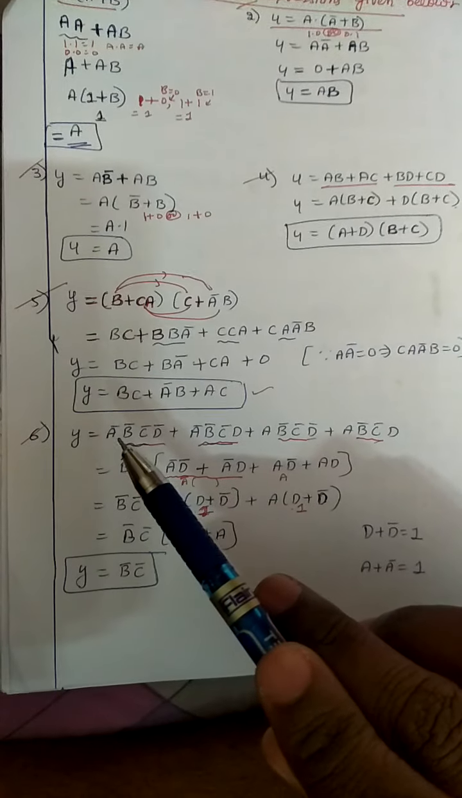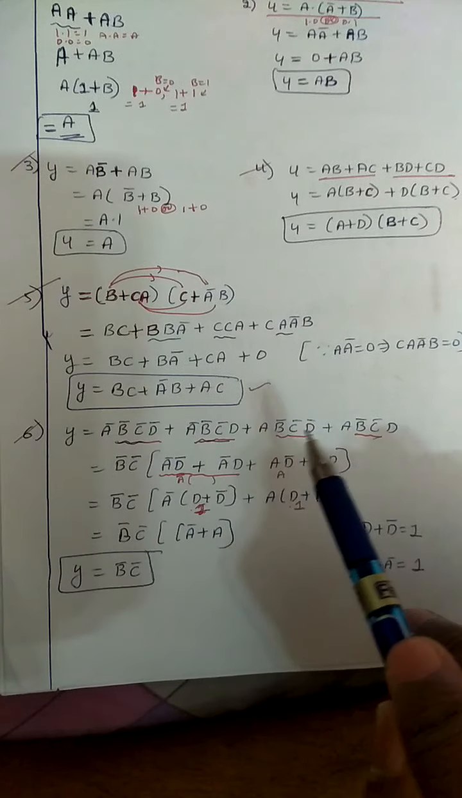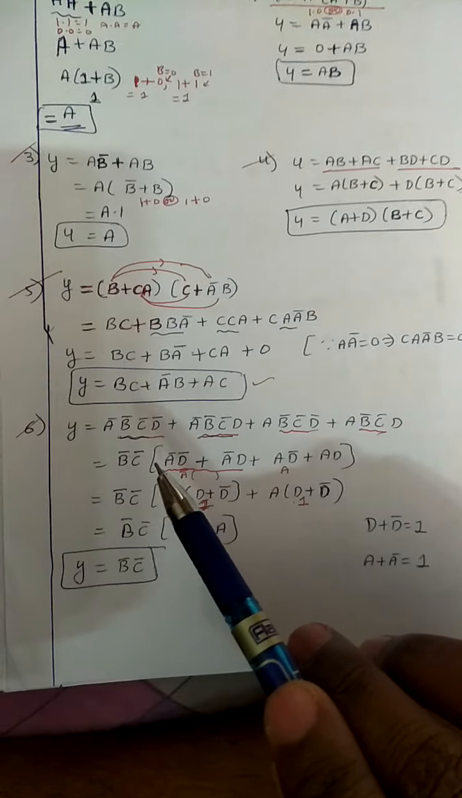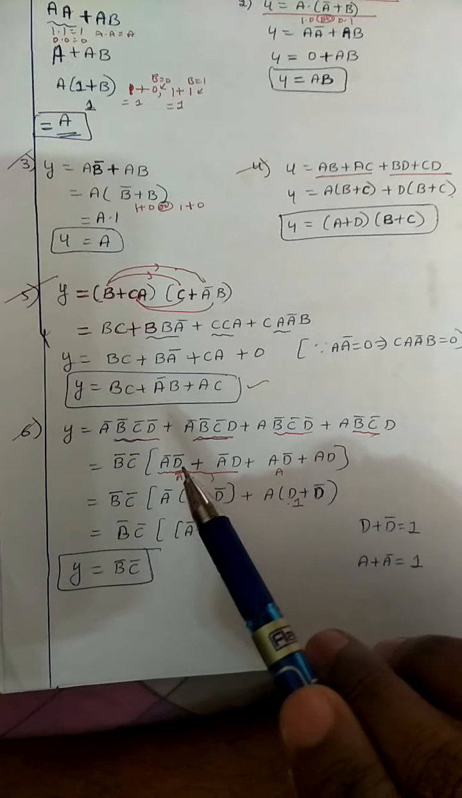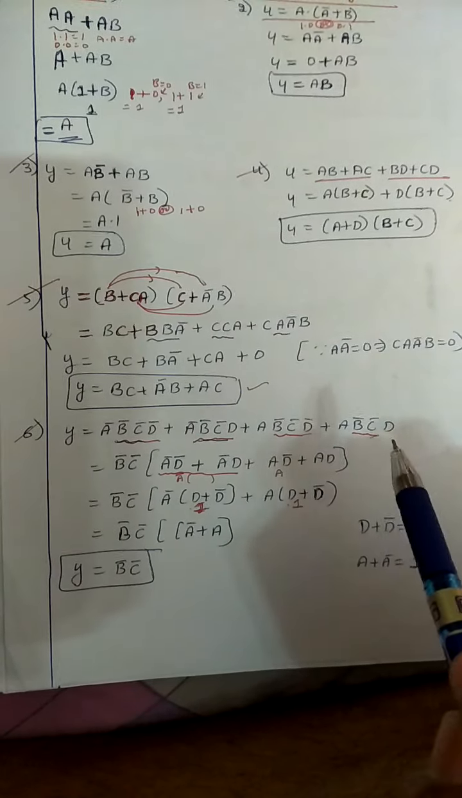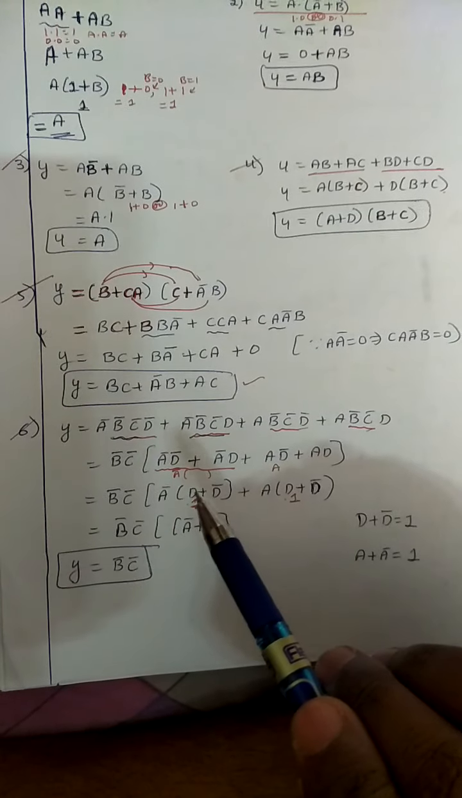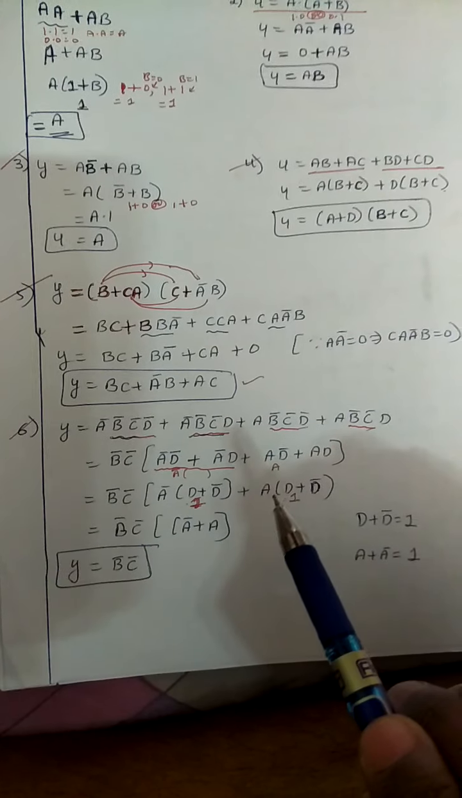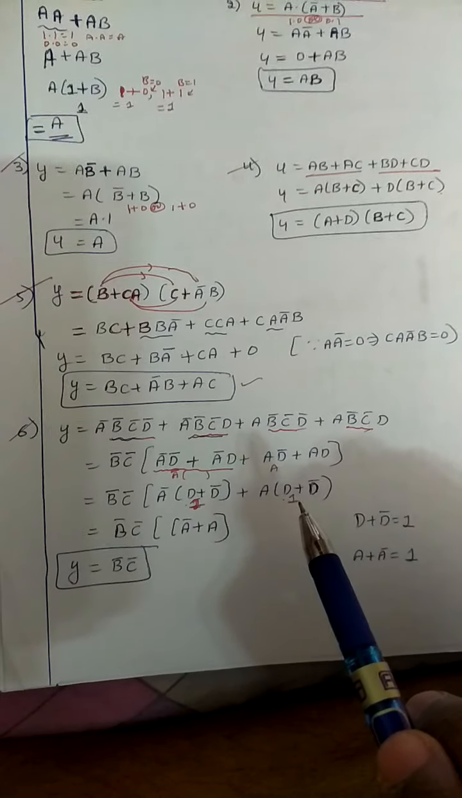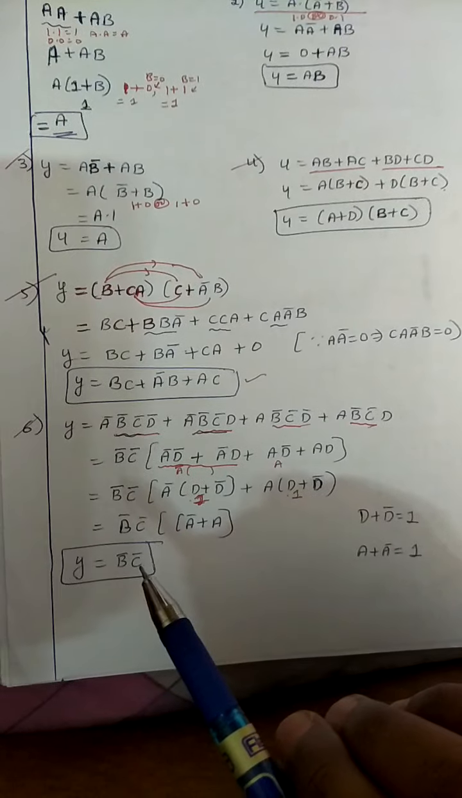If you take this expression Y is equal to A bar B bar C bar D bar, in all four components B bar C bar is a common factor. You take down B bar C bar as a common factor, so you are left with A bar D bar, A bar D, A D bar plus AD. So in these two components, A bar is a common factor, D plus D bar. Here A is a common factor, D plus D bar. D plus D bar means 1, D plus D bar means 1, A plus A bar. A plus A bar means 1. Your final answer is Y is equal to B bar C bar.